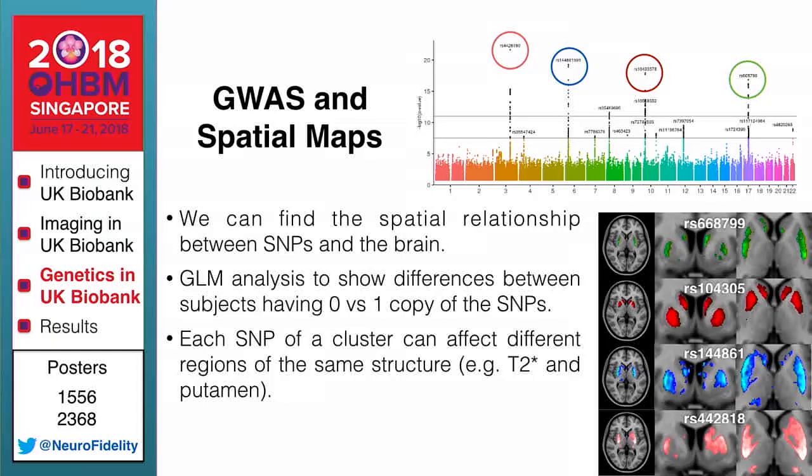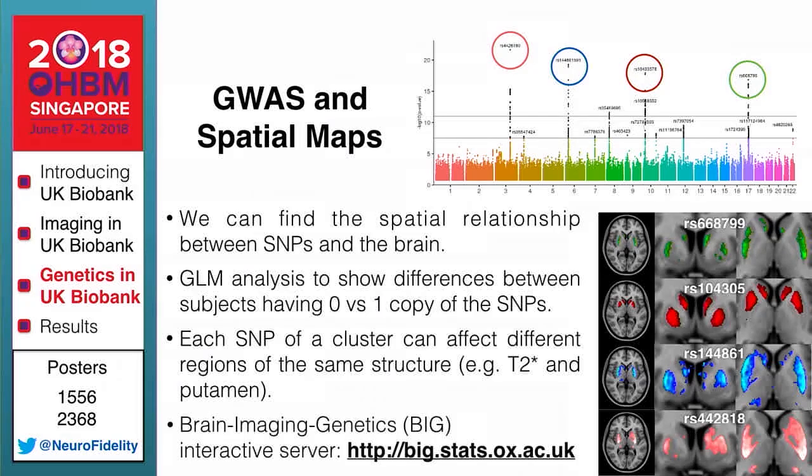In this case, this GWAS is the mean intensity in T2 star in the putamen. So you can see that each different SNP is affecting the putamen in a different region, and that's an interesting result. And all these Manhattan plots and the spatial maps are available in the Biobank Big Imaging Genetics server.